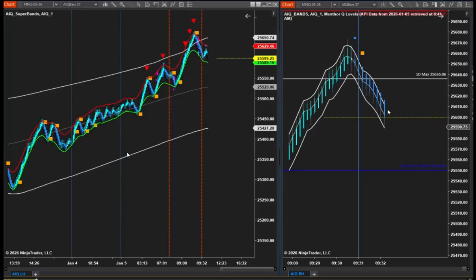And I use two charts. For the bigger picture to find my entries, I'm looking for the excursion outside of the outer bands, the super bands, and I call that the AIQ left-hand chart. And for entries and managing the trade, I'm using the right-hand chart.